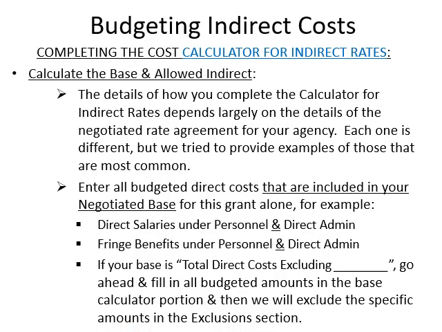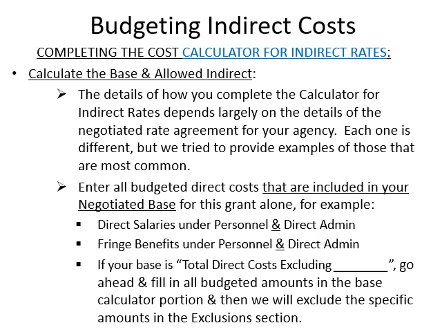Now we'll walk through the steps to complete the cost calculator for indirect rates. We've just covered the modified total direct cost approach. Now we're going to address how you would do this if you have a negotiated indirect rate. So to calculate the base and the allowed indirect, the details of how you complete the calculator for indirect rates depends largely on the details of the negotiated rate agreement for your agency. Each one is different, but we tried to provide examples of those that are most common.